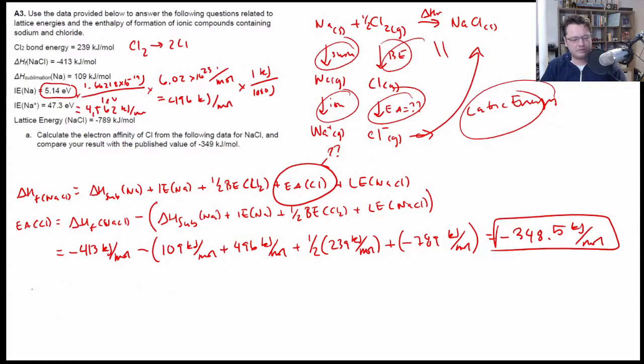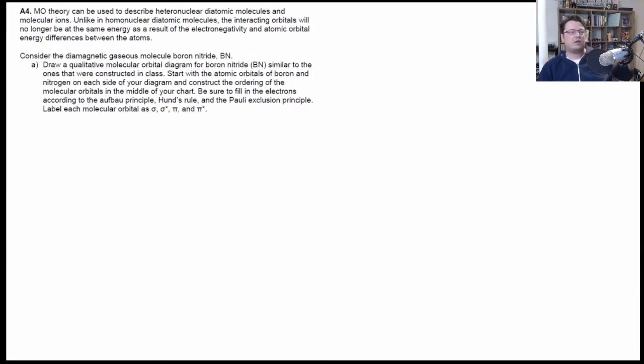So that's everything that people had voted on for the week 4 packet. So what I'm going to do now is work on the week 5 packet. This is the molecular orbital stuff. For this one right here, the A4, what we're going to be doing is drawing out the MO diagram for BN.